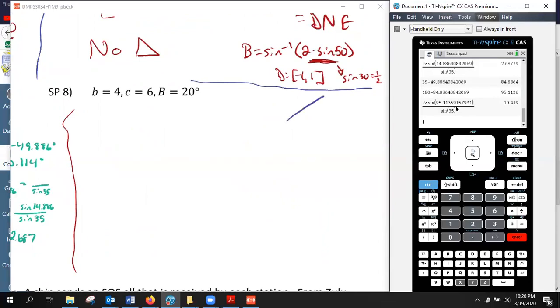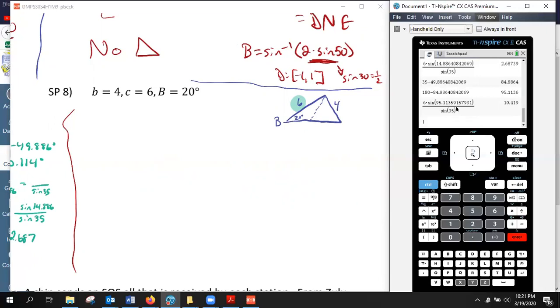So I will draw out, as I said, I'd like to always have this angle here just so I can keep the orientation. Side B is 4. So let's call that 4. And then side C is 6. We said that the adjacent side is bigger than the opposite side. That leads me to think, oh, I'm probably going to have that second triangle. And in fact, I do.